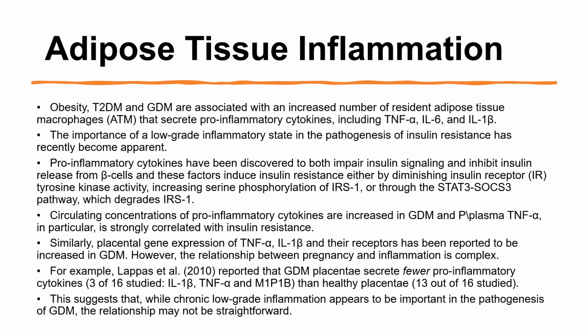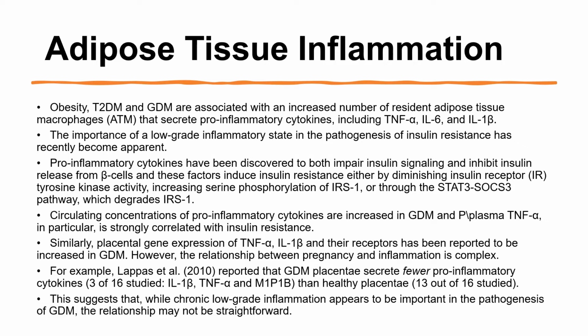Circulating concentrations of pro-inflammatory cytokines are increased in GDM. Plasma TNF-alpha, in particular, is strongly correlated with insulin resistance. Similarly, placental gene expression of TNF-alpha, interleukin-1 beta, and the receptor has been reported to be increased in GDM. However, the relationship between pregnancy and inflammation is complex.